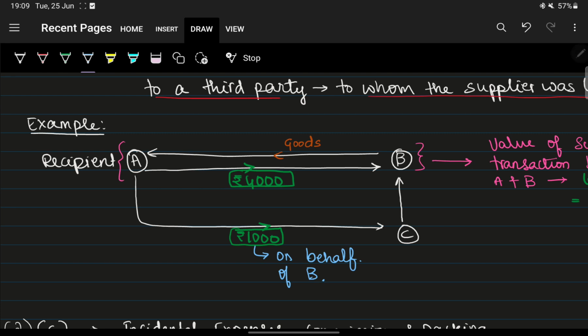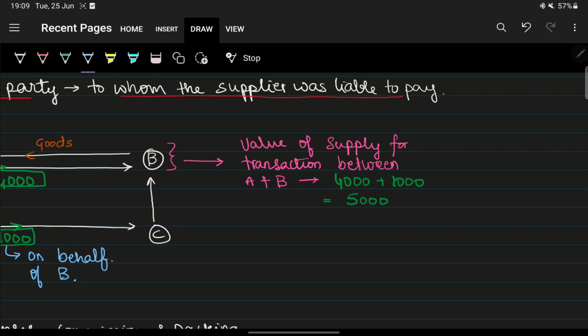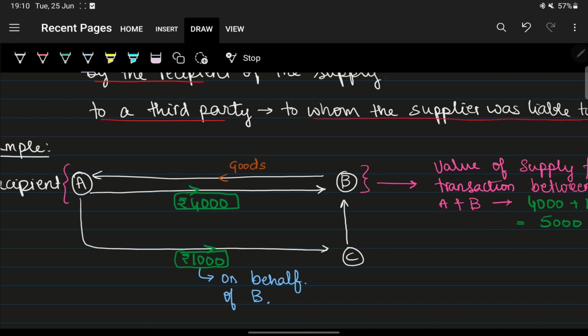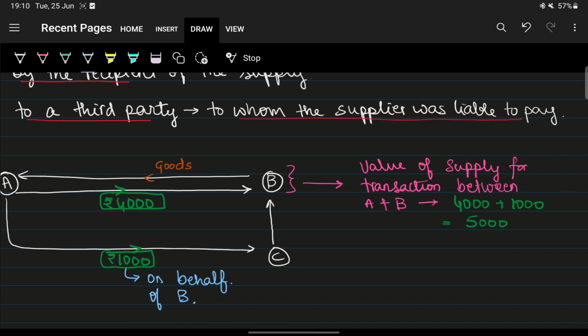In this case, A paid only 4,000 rupees to B and paid 1,000 rupees to C on behalf of B. So on behalf of B, he paid 1,000 rupees. So the value of supply in this scenario will become 4,000 plus 1,000, which is 5,000 rupees. Is that clear? So the value of supply is only between A and B. Between B and C there is a separate transaction that we are not talking about here. We are talking only about the transaction that is happening between A and B. Okay, clear? Nice.